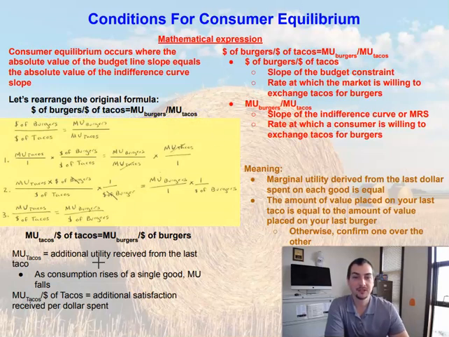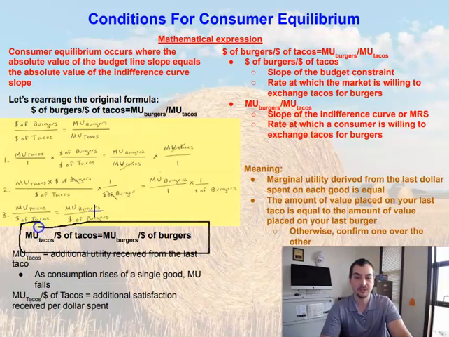So we are going to actually rearrange this equation. And that's what all this math does down here. We have the price of burgers divided by the price of tacos is equal to the marginal utility of burgers divided by the marginal utility of tacos. We know that these two must be equal to each other. The absolute values of them must be equal to each other at consumer equilibrium. So I want to rearrange this formula and get it to look something like this equation down here.